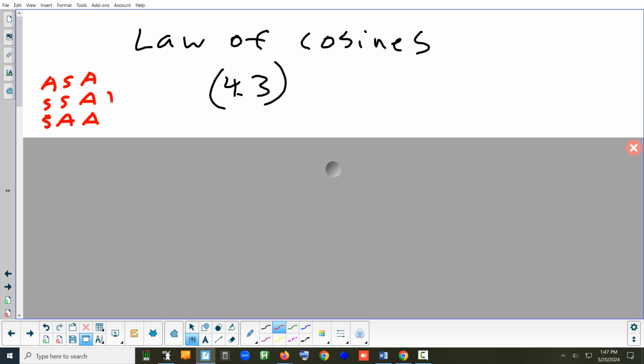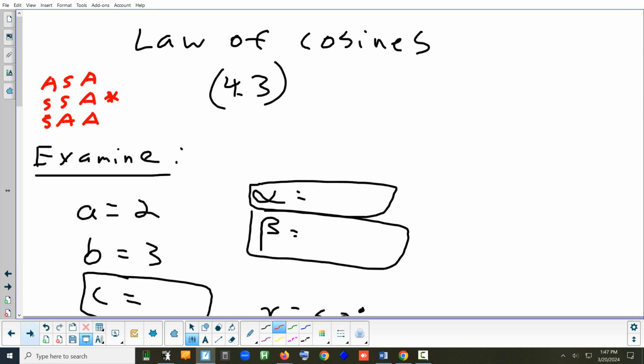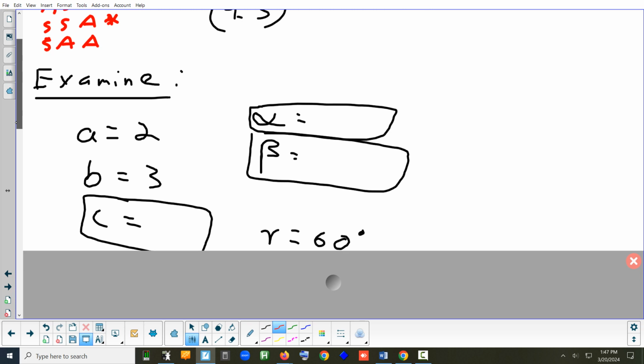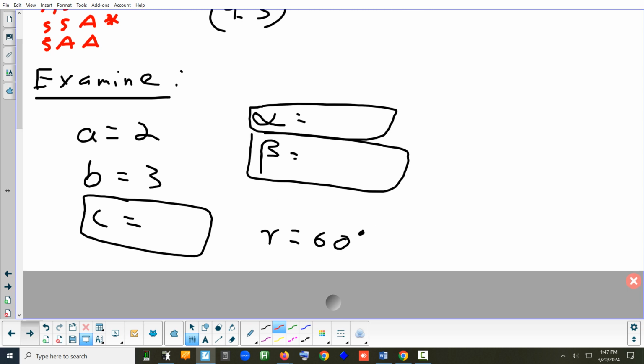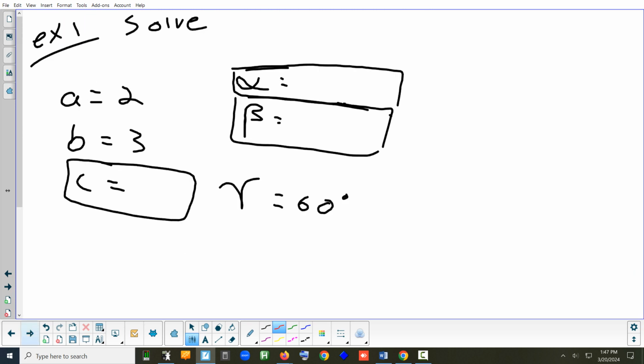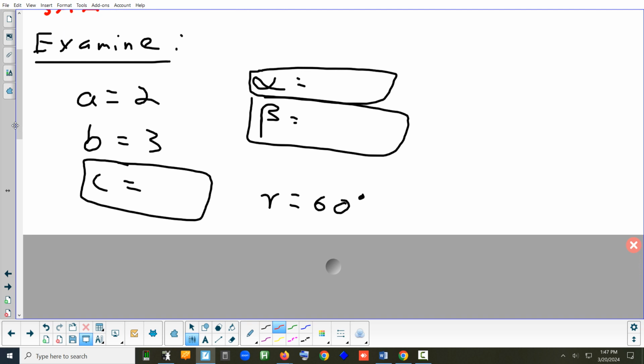This is the one where you have to be careful, because you can end up with three different cases. So let's look at this one. I'm not going to solve this right away. I am going to write it down again. If you don't write it right now, it's fine. It's going to be our first example.